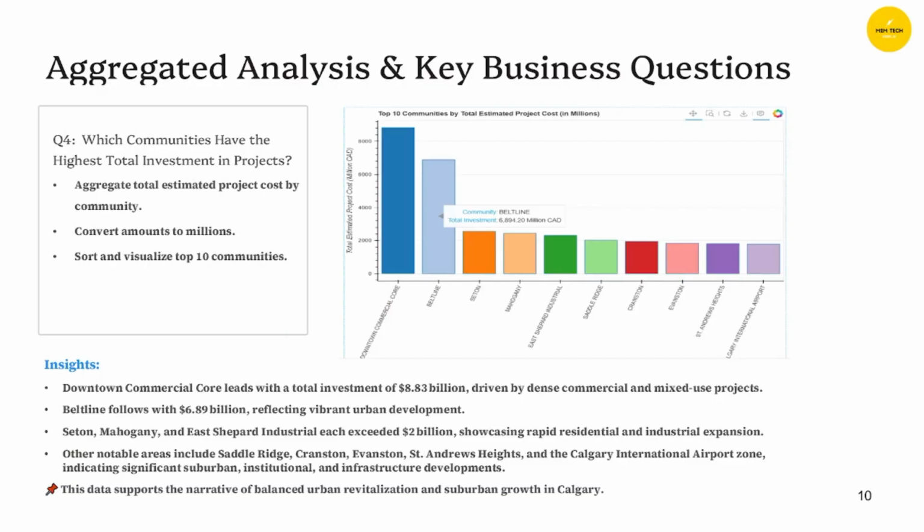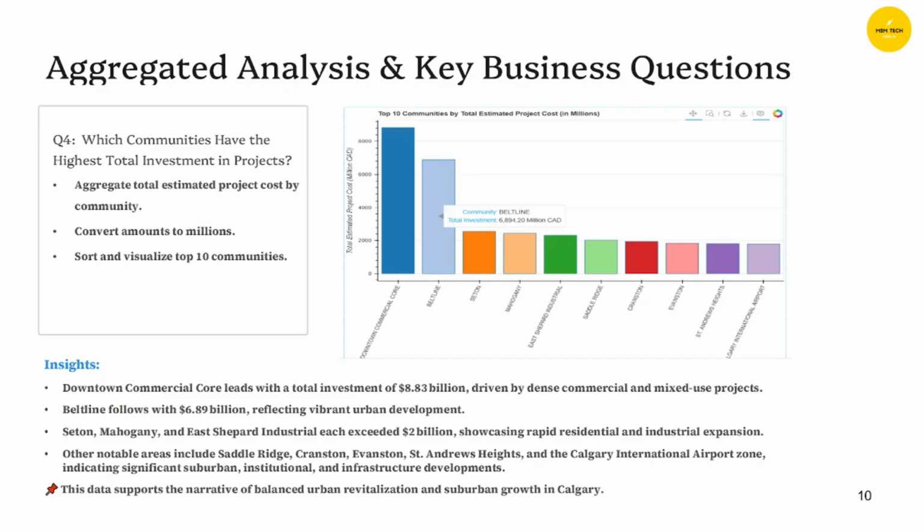Next, the question is: which communities have the highest total investment in projects? First, it is necessary to see which community has the higher estimated project cost. For that, I first segregate the total estimated project cost by community, convert the amount into millions so that it is easily visible and understandable, and then I sort and visualize the top 10 communities.